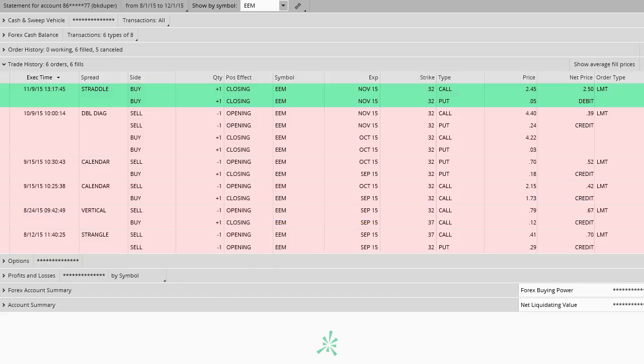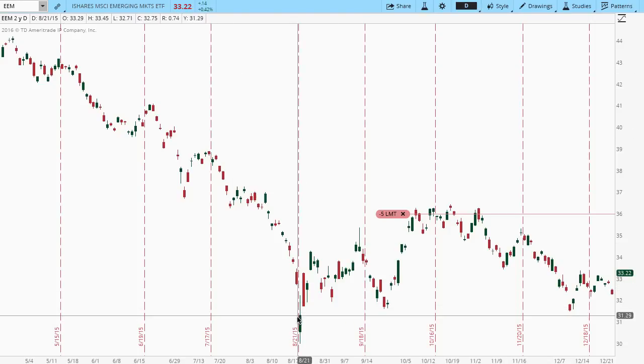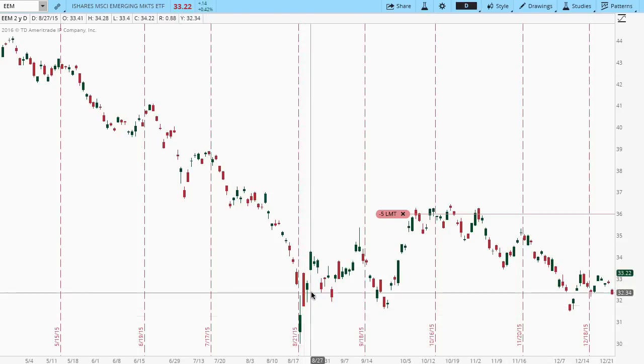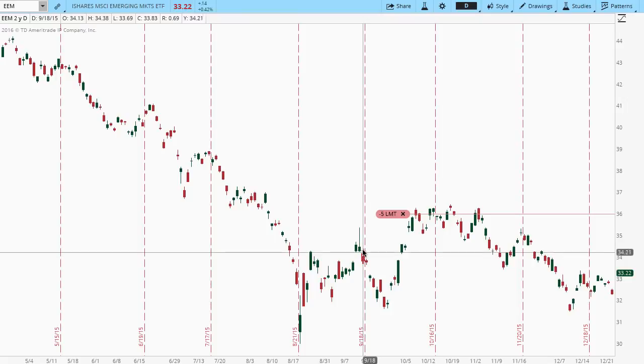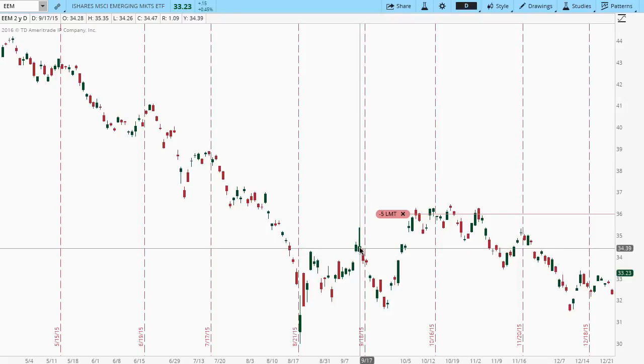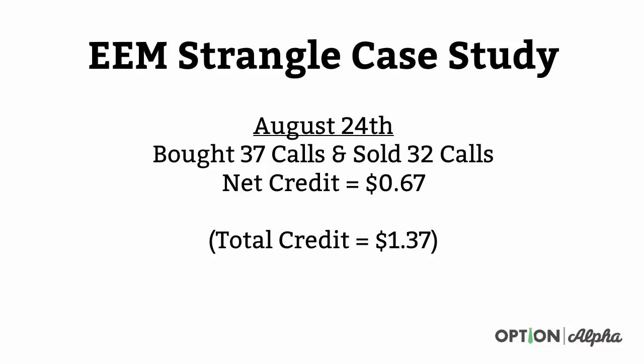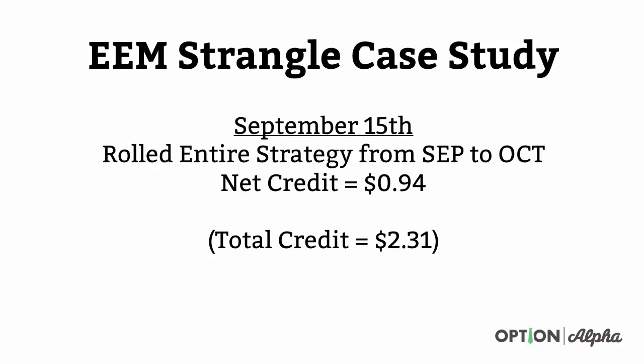Now, a little bit further into the month, we kind of let this trade work a little bit more. We were hoping that the stock would stay around 32 or so, kind of rebounded. And as we went closer to September expiration, the stock rallied much further than expected, kind of overshoots our trajectory of where we want it to be. Well, on September 15th, we rolled the entire strategy from the September expiration month to the October expiration month.